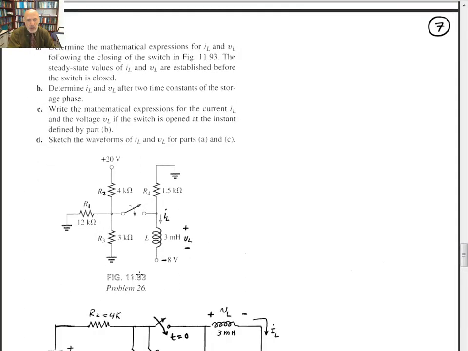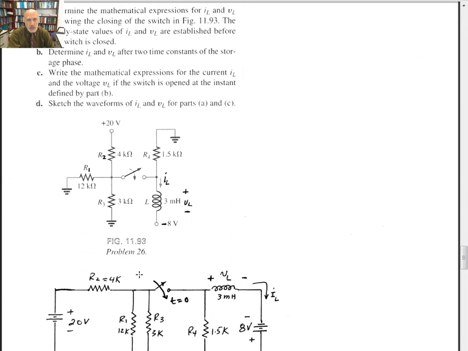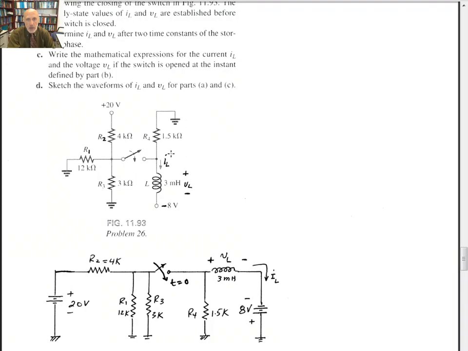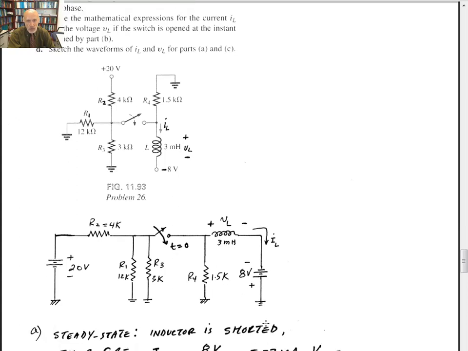So if I redraw the circuit, you got 4 kilo ohms hooked up to 20 volts to the ground, and you got 12K to the ground, and then 3K to the ground. So this is the part to the left of the switch. On the right, you got R4 hooked up to the ground, and then you got an inductor on one side hooked up to the resistance R4, and that's hooked up to minus 8 volts. So we're going to make this plus to the ground, minus here, make that positive 8 volts. That's hooked up to the ground.